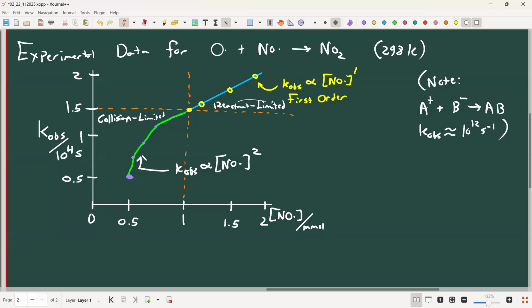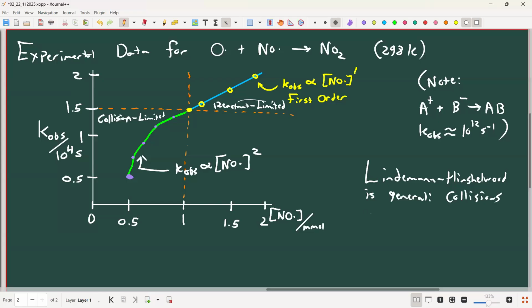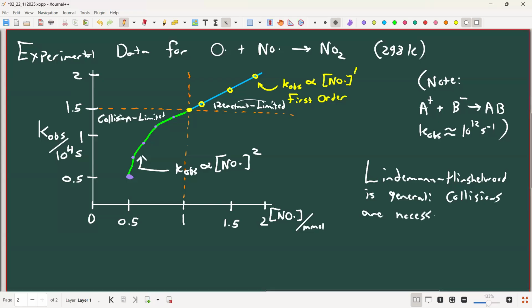So we still need that extra body in there to fall apart. What I should actually write. Yeah, that's good enough. Okay, so Lindemann-Hinshelwood is a general idea. Collisions are necessary for transferring energy in and out of reactants.